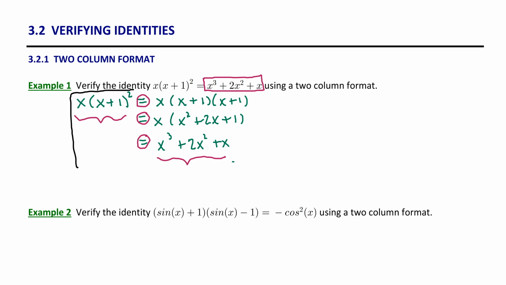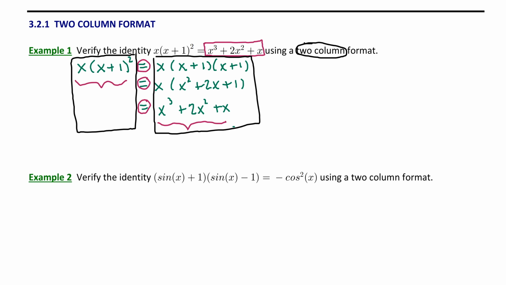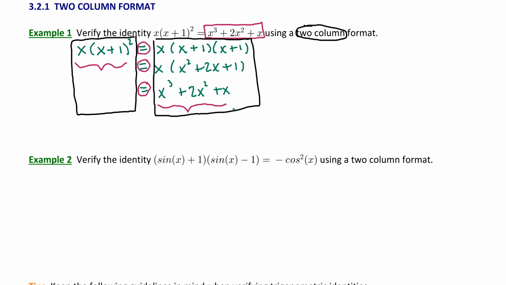Now, notice the organization of this proof. We've got a column on the left and we have a column on the right. This is what's known as the two-column format. Let's try this approach with verifying a trigonometric identity here in example 2. So to verify the given identity, I'm going to begin with the expression on the left.